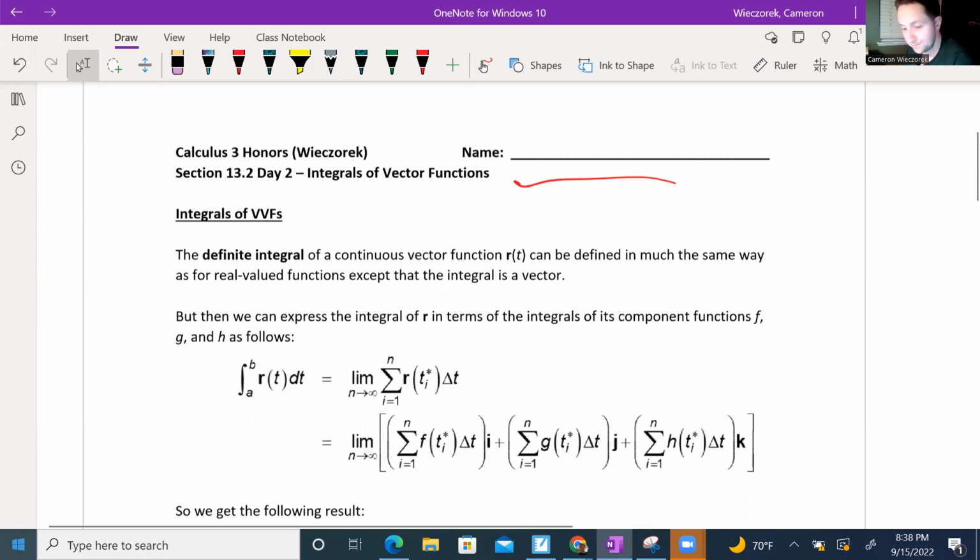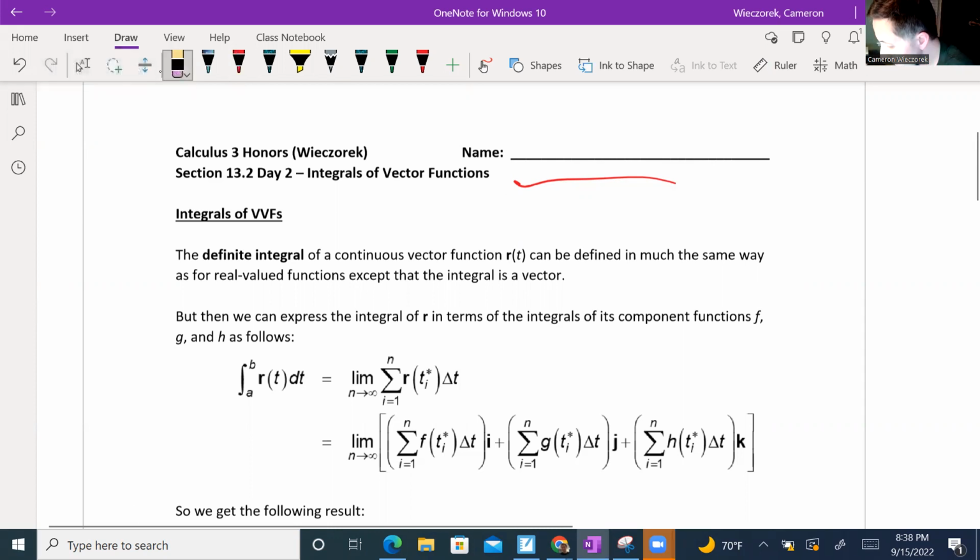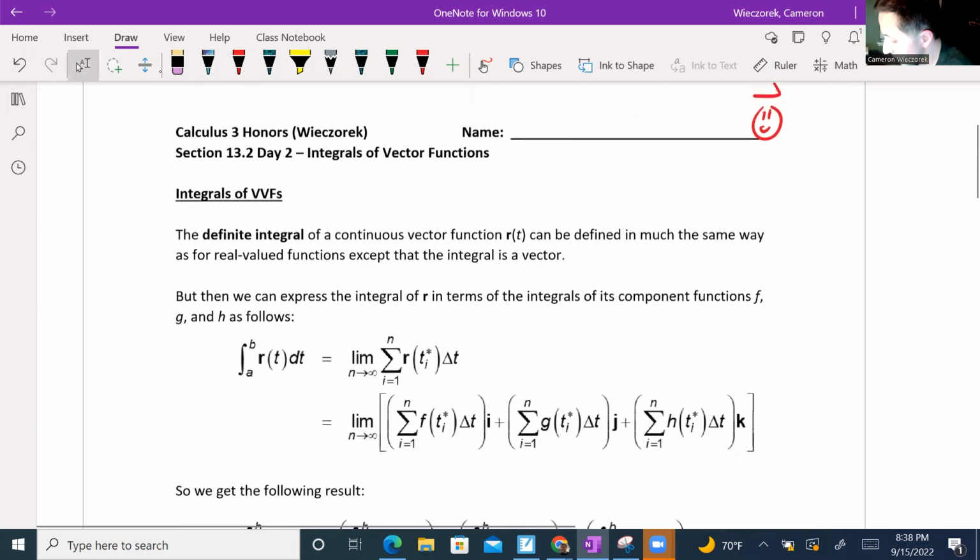Rotate my screen. Okay. Let's see, make sure the ink works here. Smiley face with a vector on top. Always good.